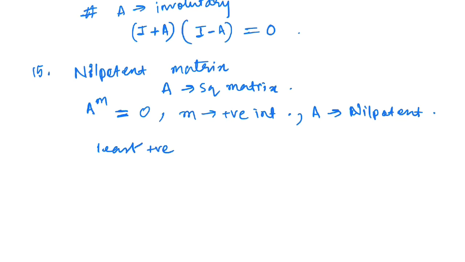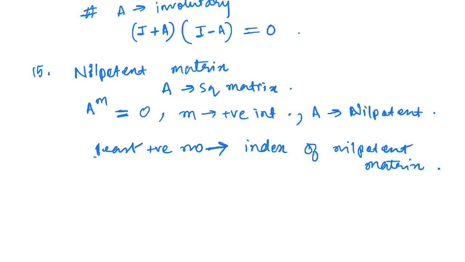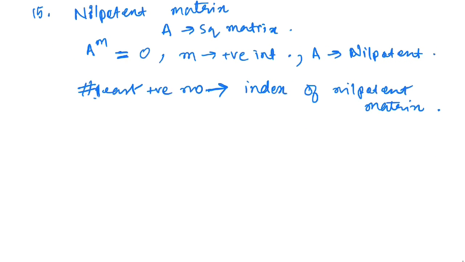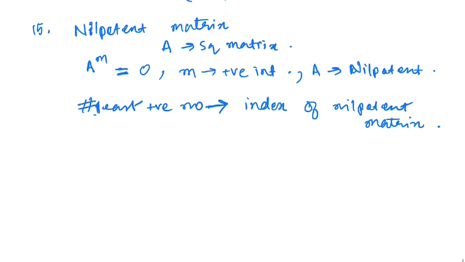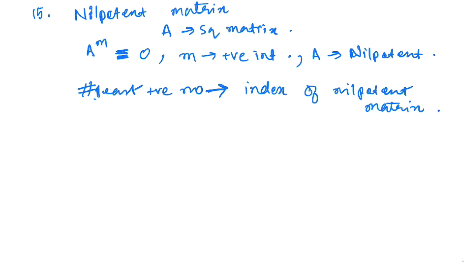The least positive number: this m is your positive integer, right? The least positive number that we have among them will be named as the index of the nilpotent matrix. This is a thing you need to remember. Whenever you are solving a question and you are asked what is the index of this nilpotent matrix, since the range of m will be given, the smallest positive number given for m is your index.